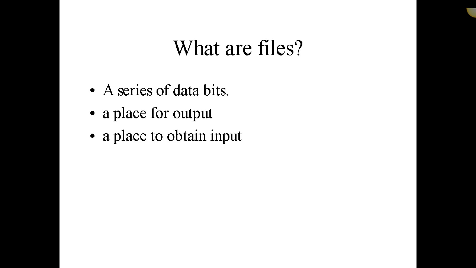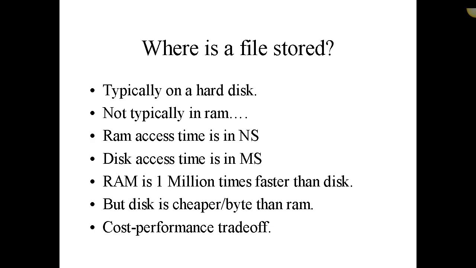A file is considered as data input, generally a sequence of unformatted bits. These bits are used for input and for output. You typically put them on a hard drive. Hard drives run slower than RAM. Typically hard drives run in milliseconds, which is 1 times 10 to the minus 3 seconds, whereas RAM is in nanoseconds, which is 1 times 10 to the minus 9 seconds. That 6-order magnitude difference makes RAM-based files 1,000,000 times faster than disk files.